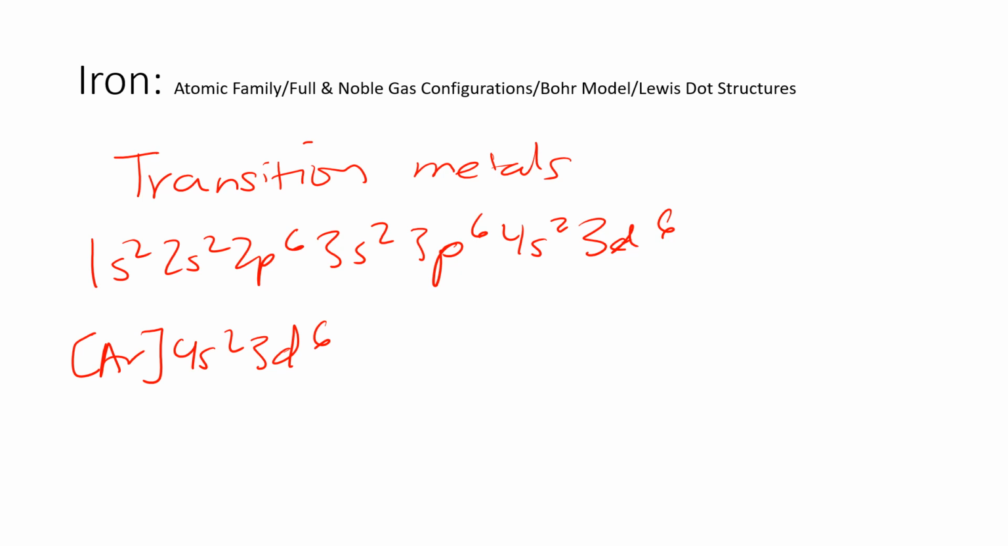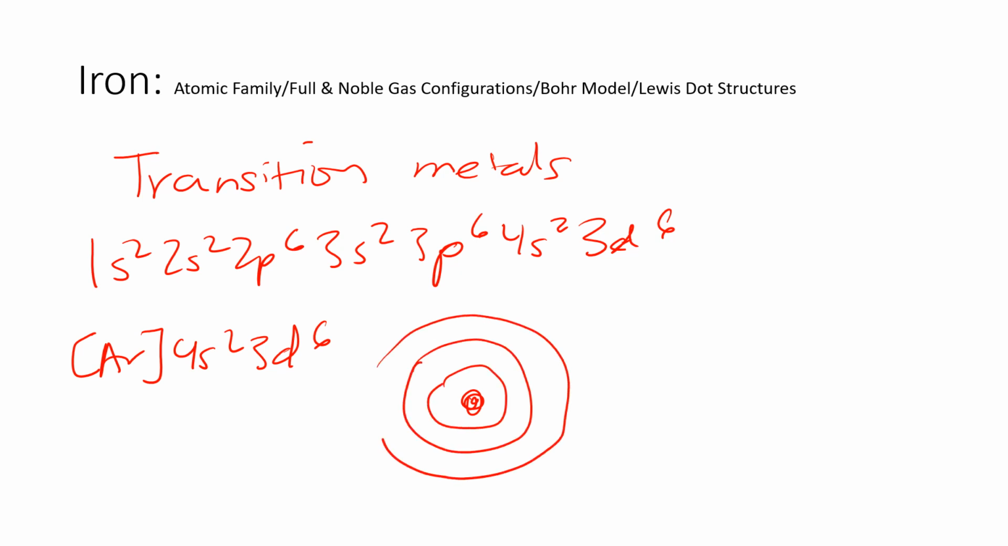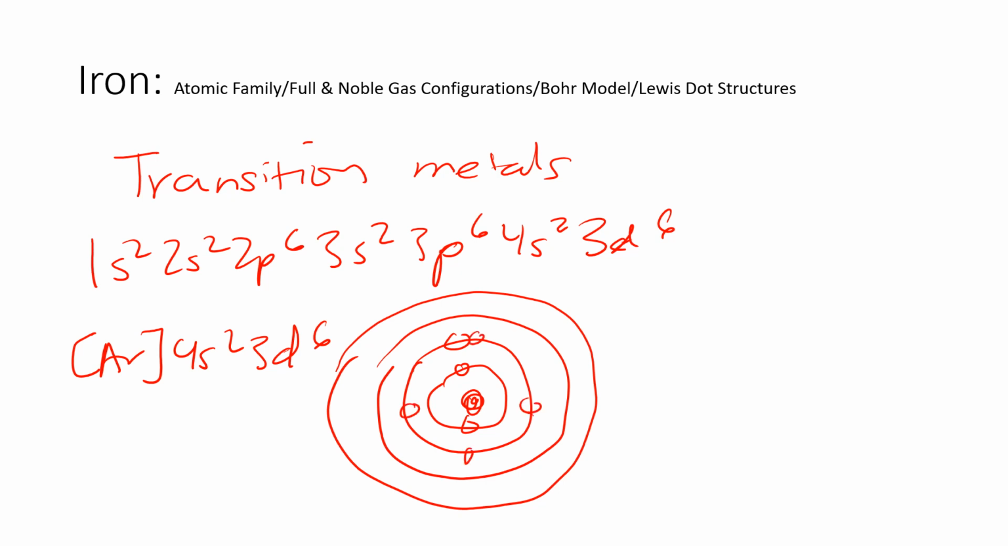The Bohr model, as it is written on the periodic table. So you have your nucleus, 4 orbits. 1, 2, 3, 4, 5, 6, 7, 8, 9, 10. That's on your first 2 orbits. Then on your third one, you're going to have a total of 14 electrons for the 3s2, 3p6, and then 3d6. 8, 9, 10, 11, 12, 13, 14. 4s2, so 2 on the last one.